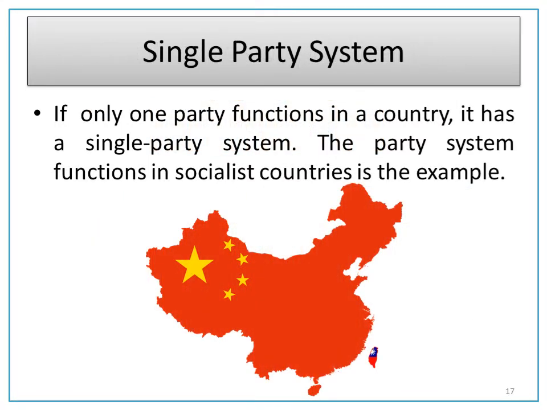Let's learn about them one by one. The first one is the single party system. If only one party functions in a country, it has a single party system. These kinds of single party systems function in socialist countries. As examples, as discussed previously, single party systems are found in North Korea and Cuba.